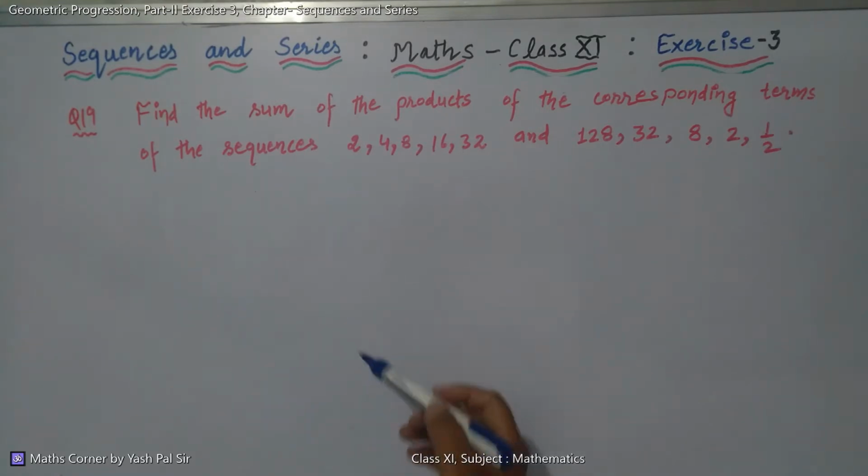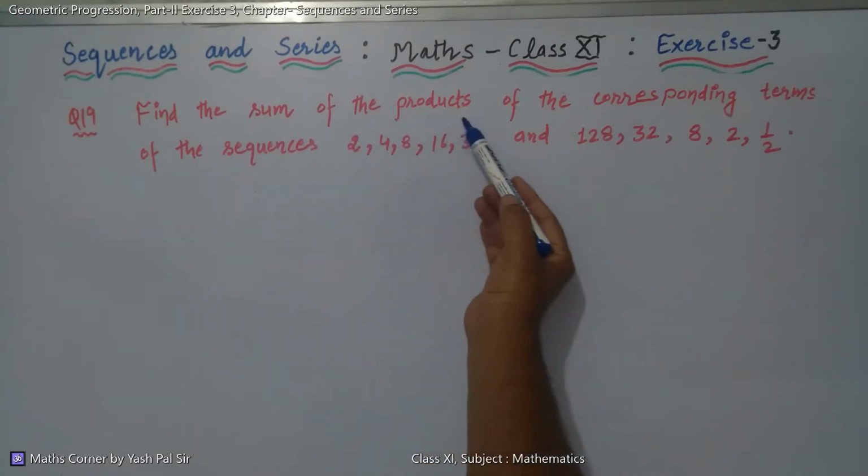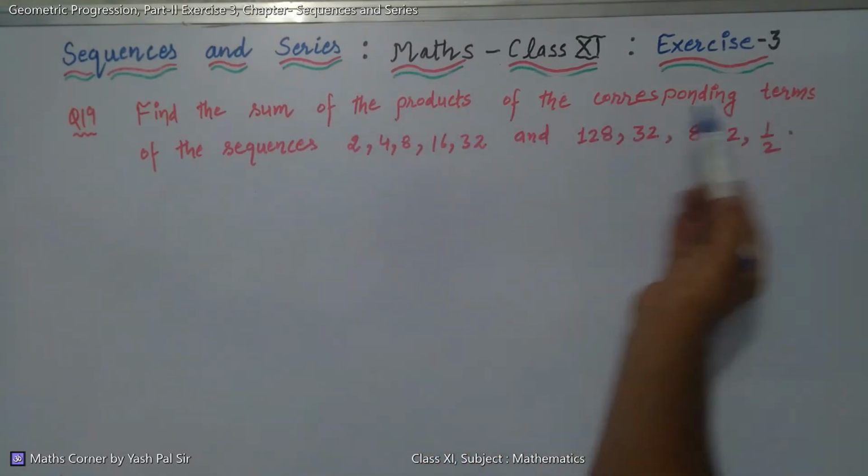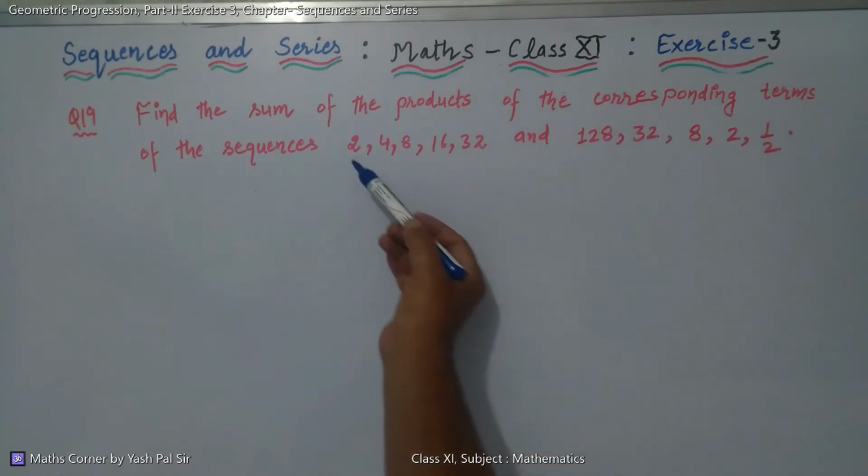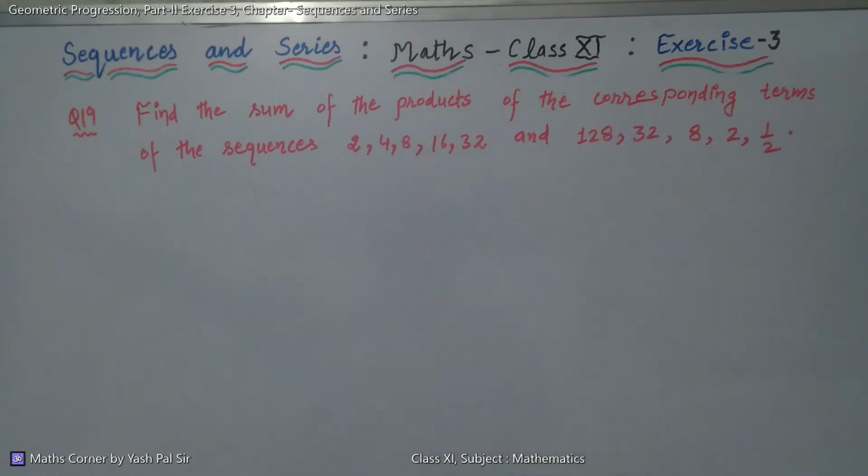Question number 19. Find the sum of the products of the corresponding terms of the sequences 2, 4, 8, 16, 32, first sequence.